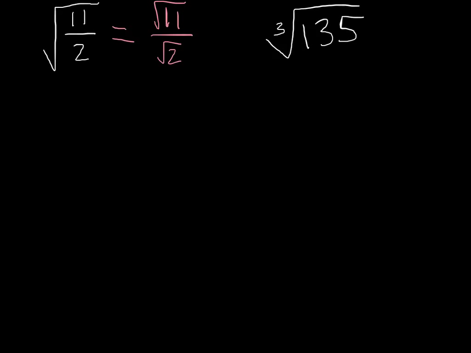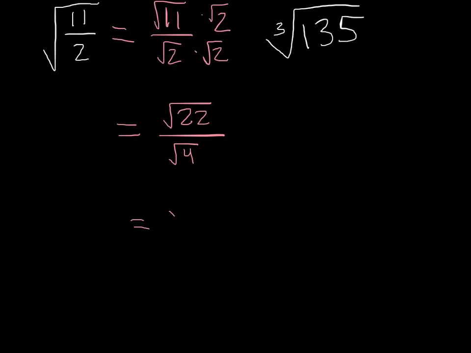But we have discussed that you cannot have a square root or a radical in the denominator. The way to get rid of that is to multiply the top and bottom by that denominator. So I'm going to multiply the top and bottom by square root 2. That gives me the square root of 22 in the numerator. And in the denominator, that gives me the square root of 4. Well, the square root of 4 can simplify to 2, so we have the square root of 22 over 2.